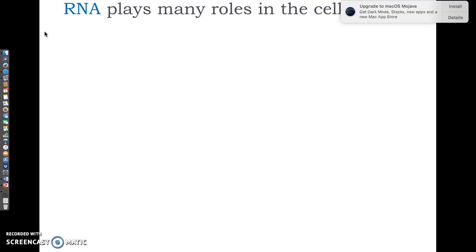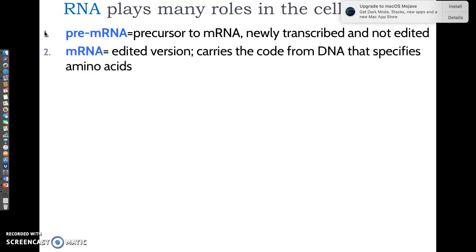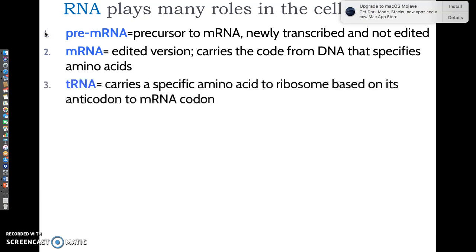All the different types of RNA that are in our cell. So in a eukaryotic cell, there is something called pre-mRNA. This is the precursor to mRNA. This is brand new RNA that has been transcribed via transcription, but it hasn't been edited for mistakes yet. Once it has been edited for mistakes, it is called mRNA. So this is the edited version, and this is going to carry the code from DNA and specify what amino acid is going to go into that polypeptide.